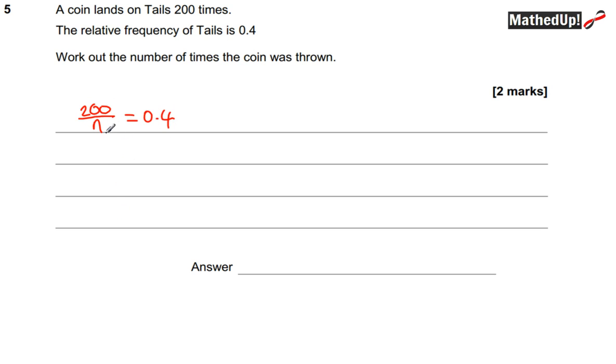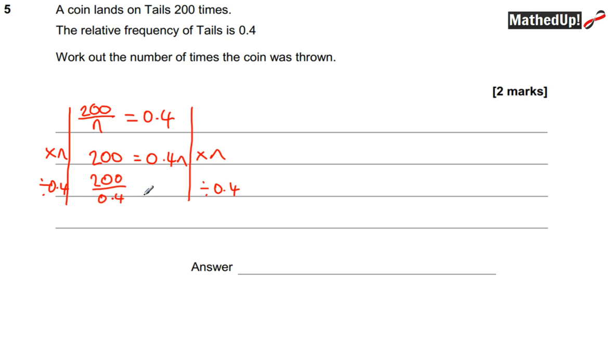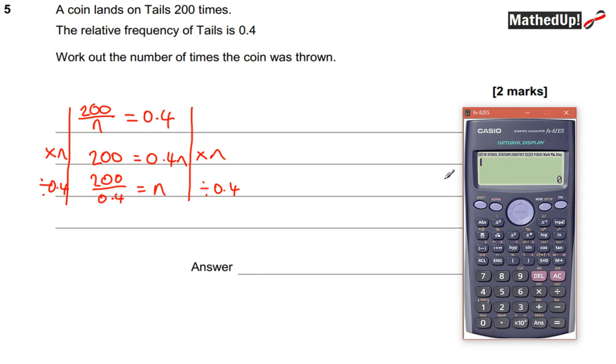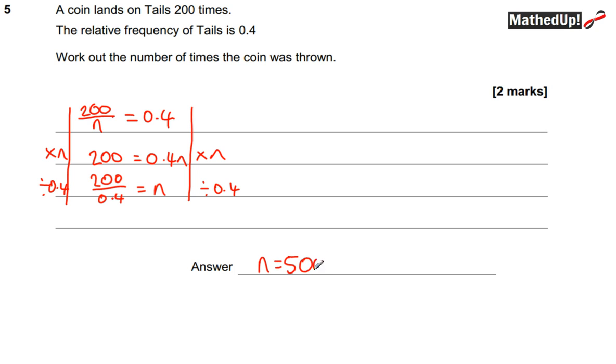In order to work out what n is, I can multiply both sides by n first of all. So I've got 200 is equal to 0.4n, and then I need to divide by 0.4. That tells me that 200 divided by 0.4 is equal to n, and using my calculator, n is equal to 500. That makes sense because 500 times 0.4 is in fact 200.